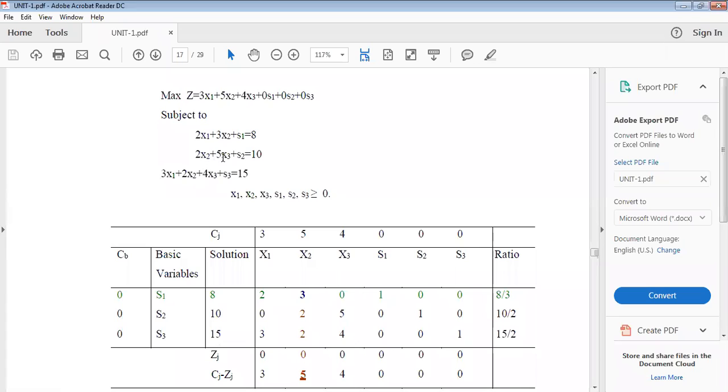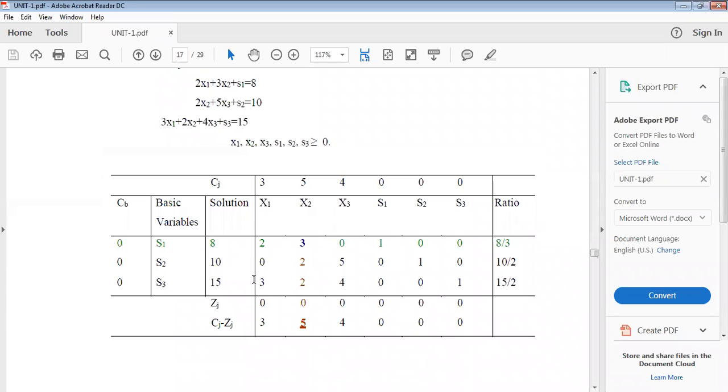Next comes 2x2 plus 5x3 plus S2 is equal to 10. So the coefficients are 0x1, 2, 5, 0s1 plus S2, is equal to 10. Next, three variables x1, x2, x3 are appearing, 3, 2, 4, like this. So the entire table reflects S1, S2, S3, and next comes 8, 10, 15 like this.